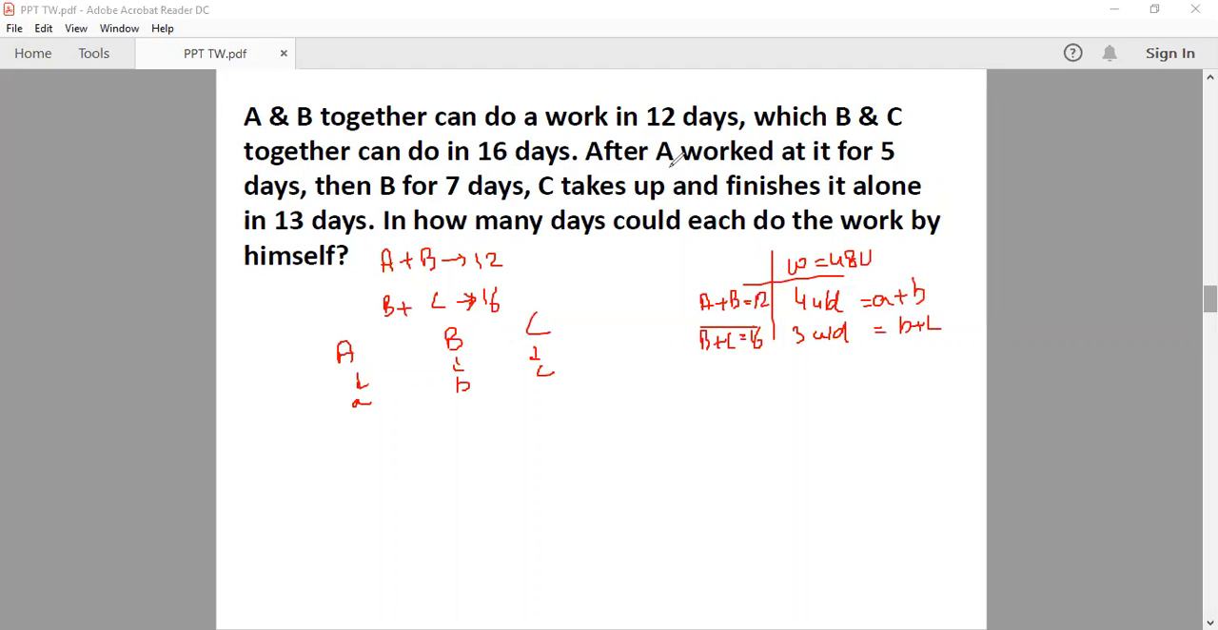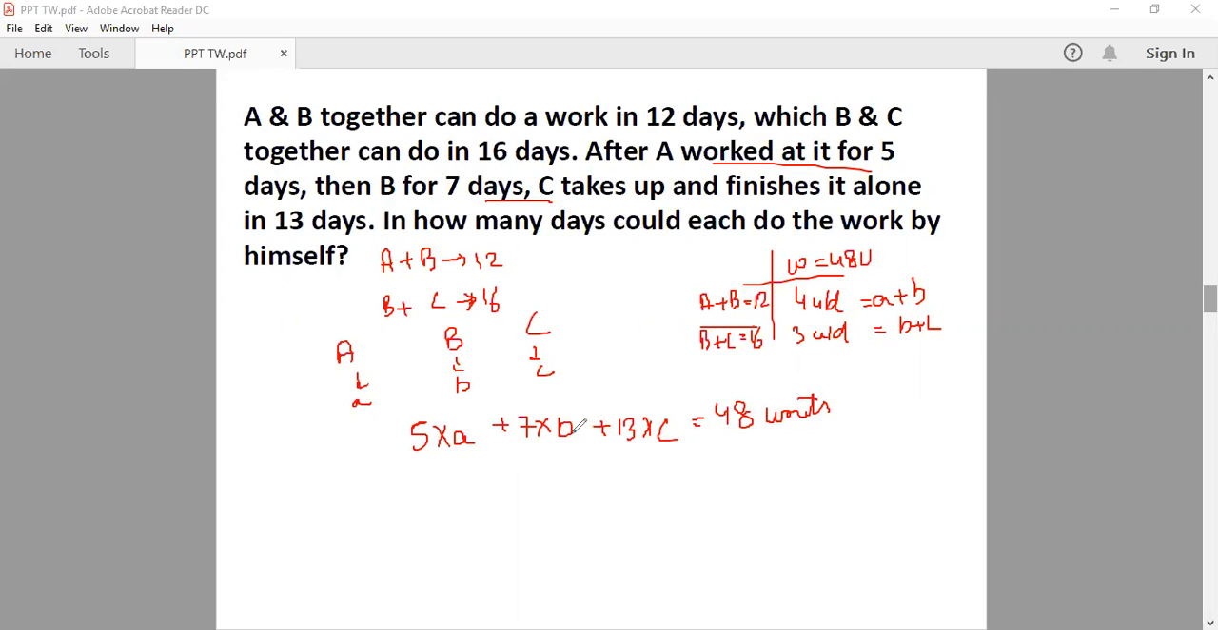अब मुझे दिया क्या हुआ है? I am given in the question that A worked for 5 days, which means 5 into work done by A. B worked for 7 days, 7 into the work done by B, and C worked for 13 days, 13 into work done by C is equal to 48 units, right?